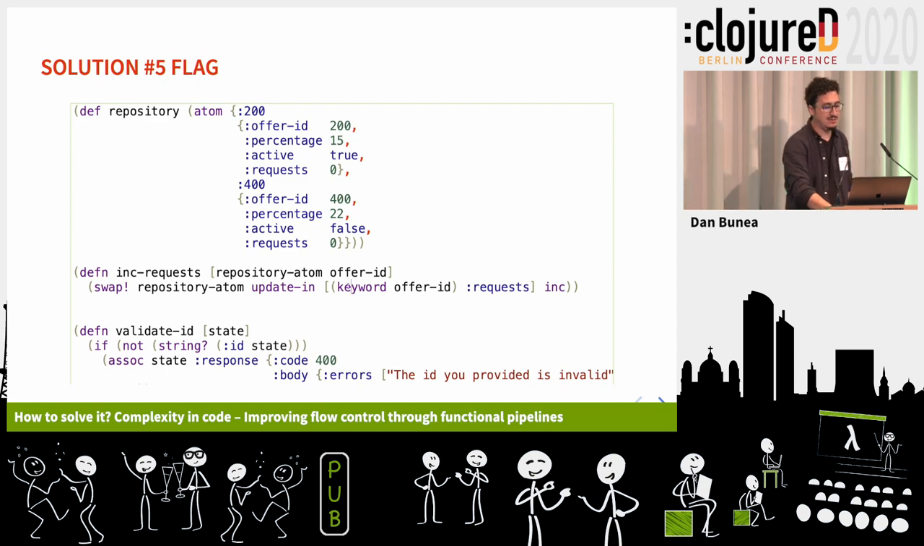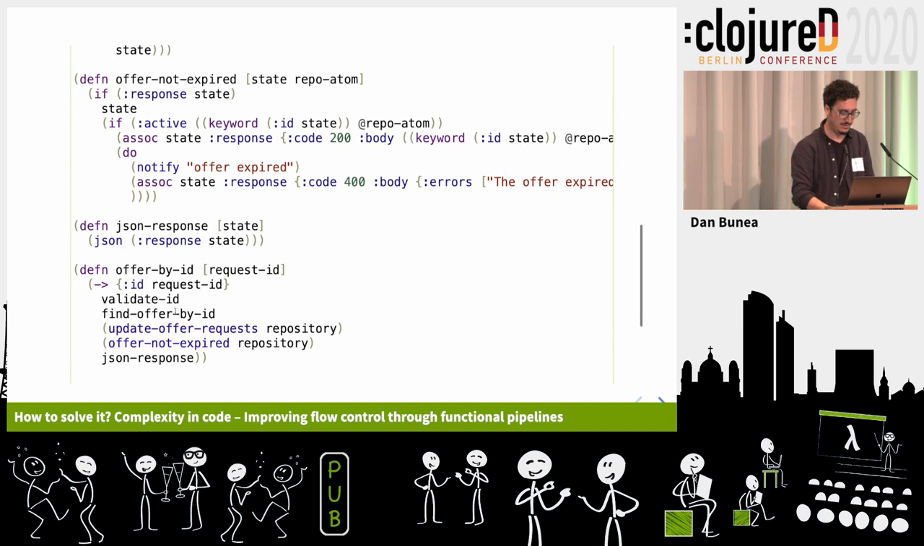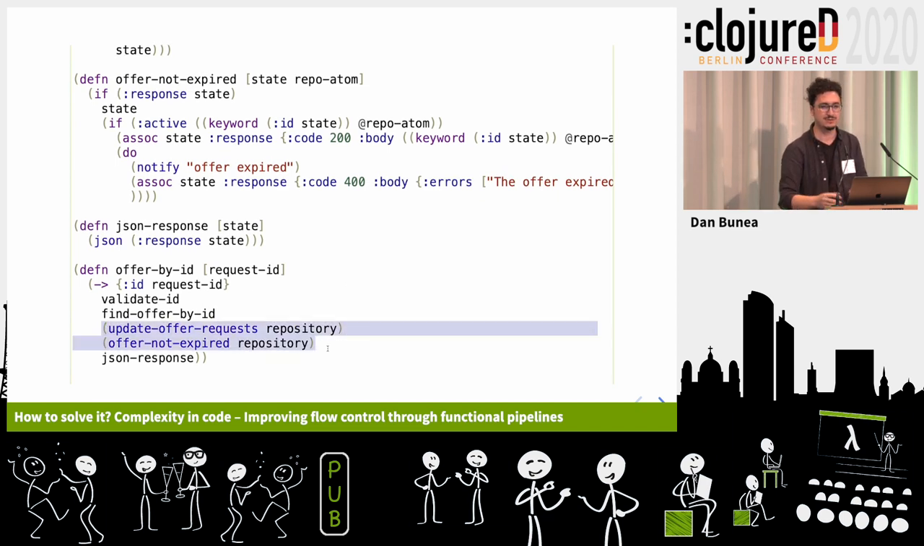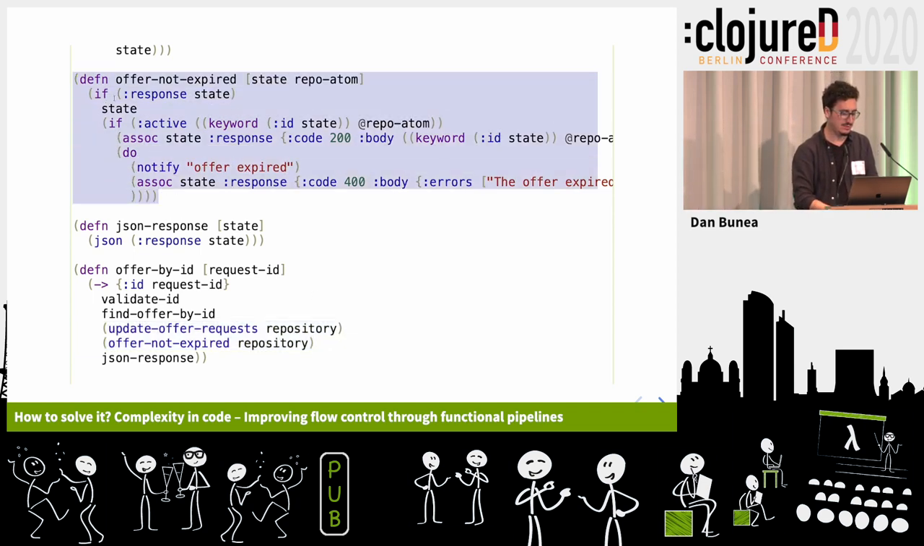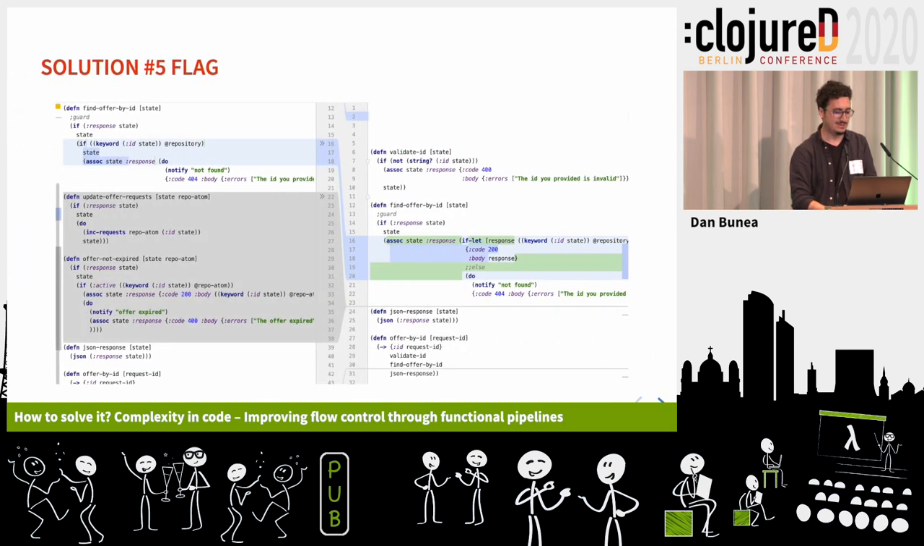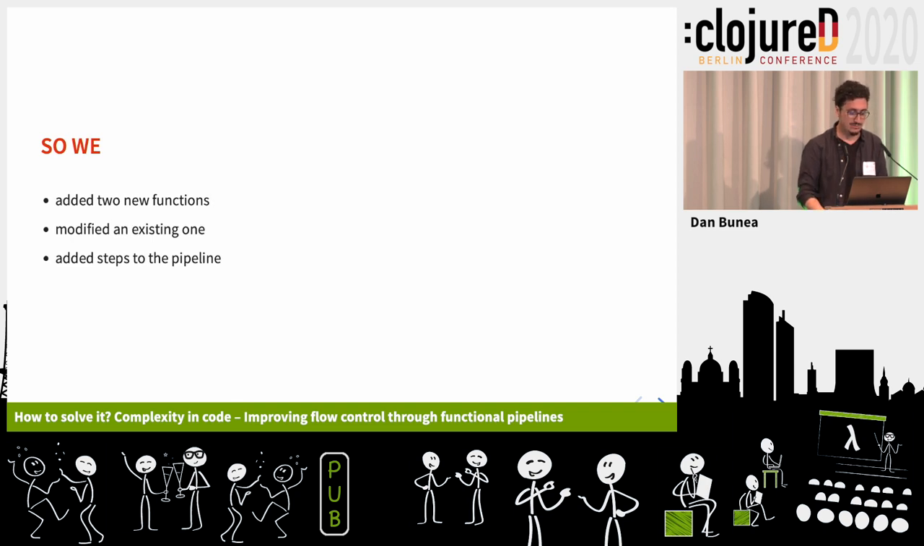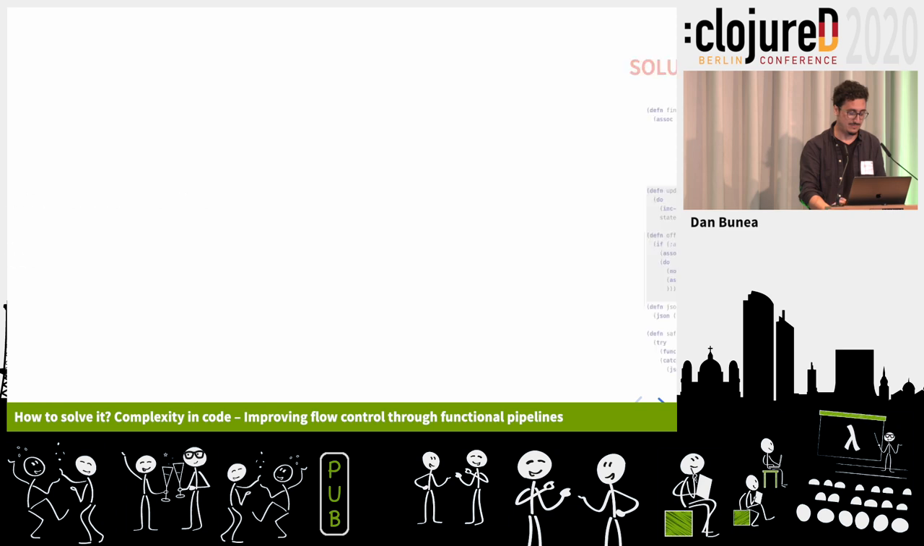This is the repository for solution number 5, which is the flag. And as you can see, we have 2 new functions. So the insertion points of our new code is here. But we always have to put this in every function we write, so I don't like that. And this is the comparison. As you can see, we have 2 functions which are completely new, but we also have to touch something that was working before, which I don't like. So it's better, but it's not good enough.